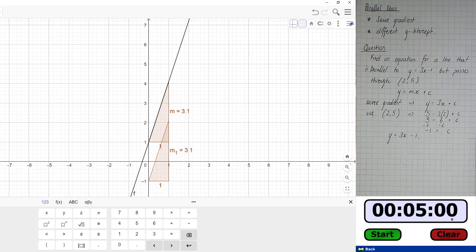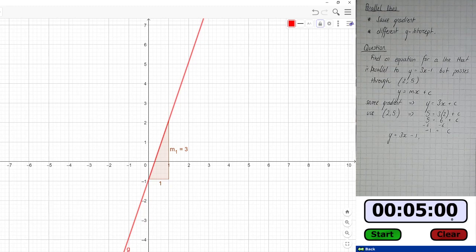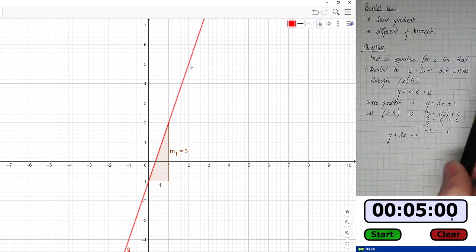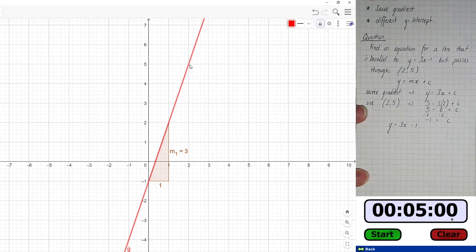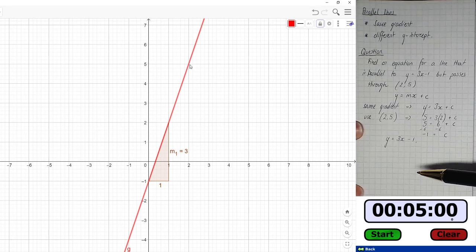Okay, if I just show you on the graphing tool here, the point 2, 5, and there we go. So yeah, here we go. We can see that at 2, 5, we already go through that line. So that was a bit of a silly example, really. But we didn't do anything wrong in terms of the maths.